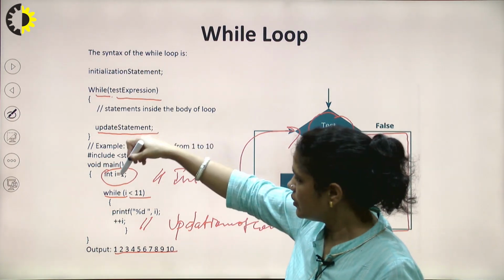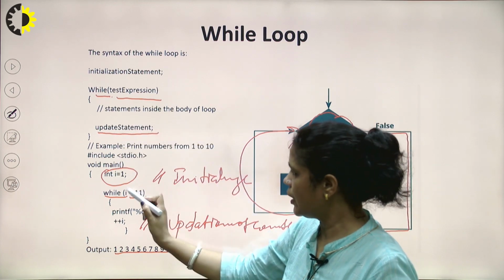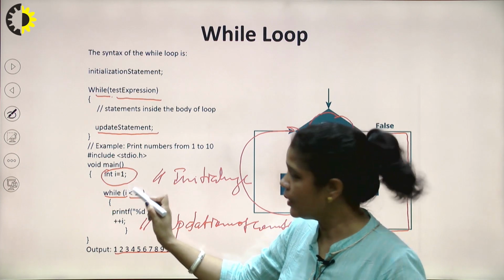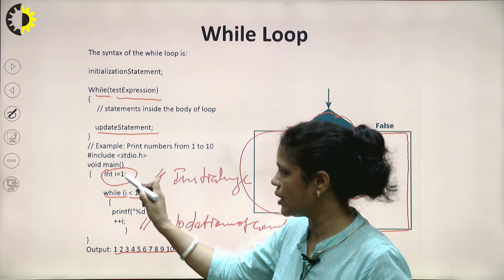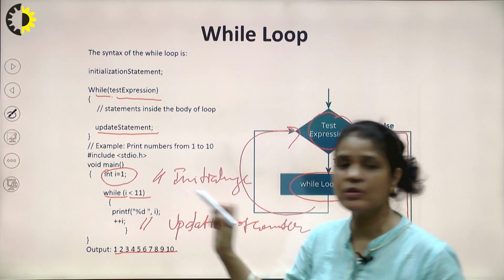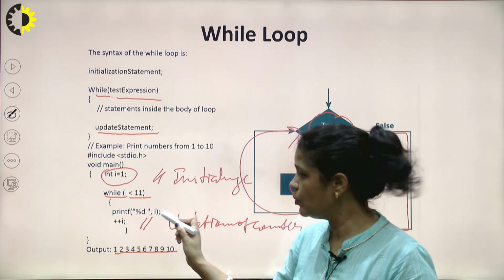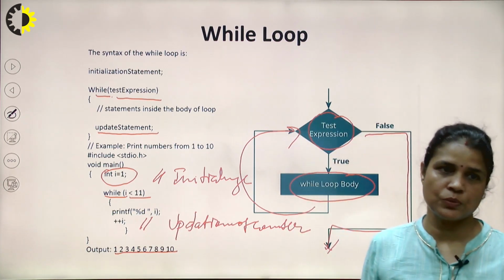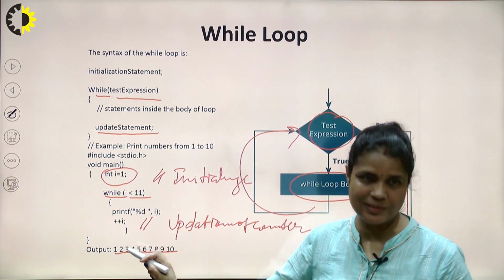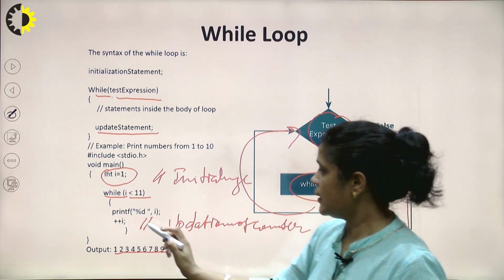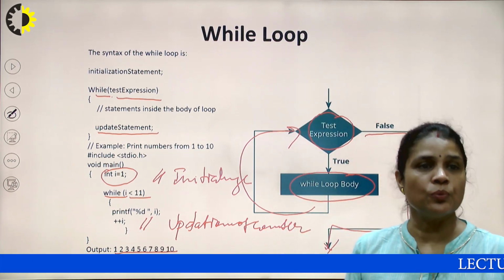So here the initialization is outside of the loop, so it will be executed once, and then the test expression will be checked. I equal to 1, which is less than 11, so the condition is true. The compiler's control will come inside the loop and the printf statement will be executed. Then 1 is printed here because I is carrying 1 at this time, right? Then the counter will be updated, meaning I will now be 2.